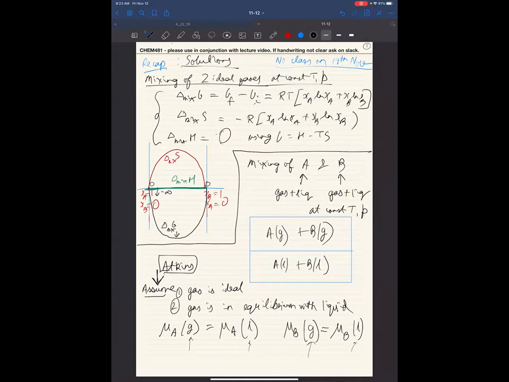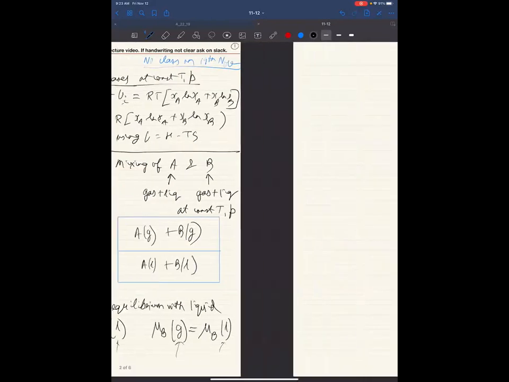So we can directly use the equations that we derived for the mixing of ideal gases last time. In other words, we can directly say that the delta mixing G per mole is going to be the same. It's going to be RT (XA ln XA + XB ln XB). So I have done nothing. I've literally copied the expression from the last page.